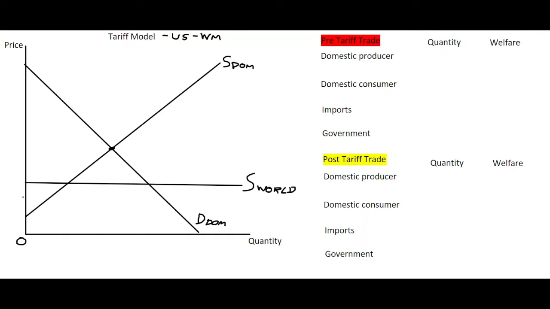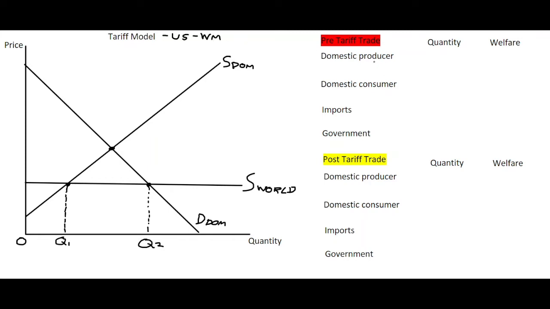Now, in that situation, what we'll tend to have is two quantity points here. We will start off with the intersection of supply world and supply domestic, which is Q1. And we have the intersection of supply world with demand domestic, which is over here at Q2. And what we will say here is, and we'll refer over to the right hand side, we're looking at the pre-tariff trade within the US for washing machines.